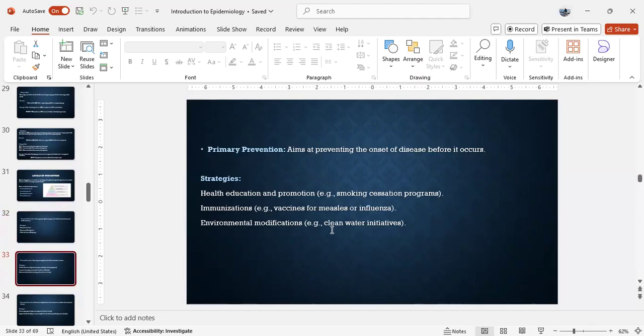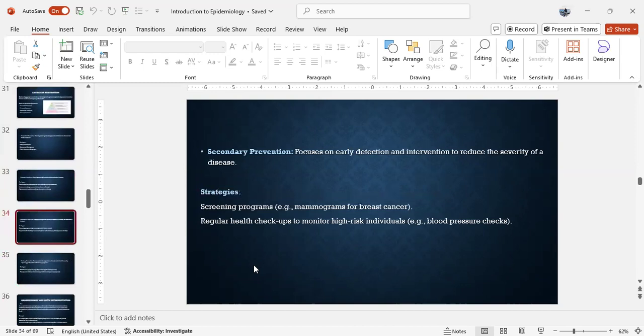Primary prevention aims at preventing the onset of disease before it occurs. The strategies include health education and promotion, for example smoking cessation programs; immunization, for example vaccines for measles or influenza; and environmental modifications, for example clean water initiatives.